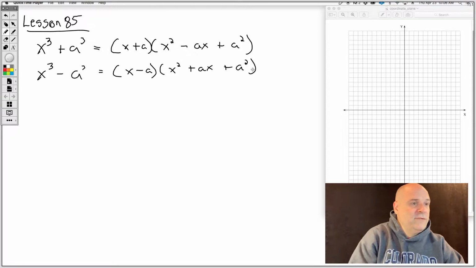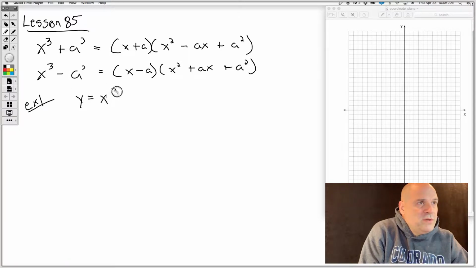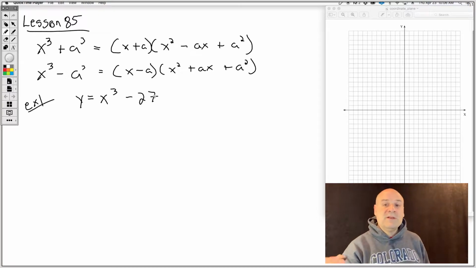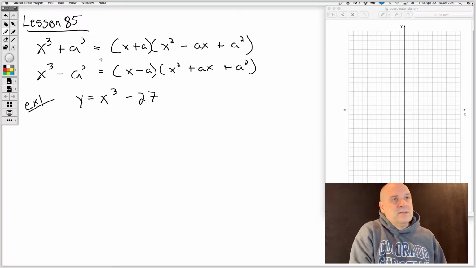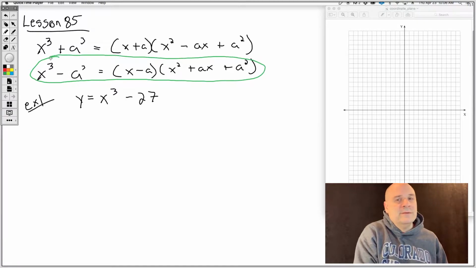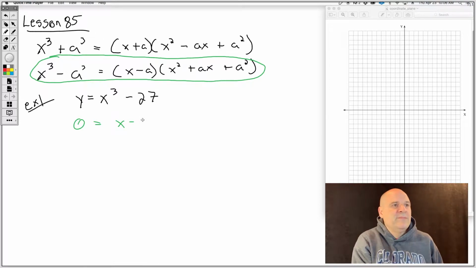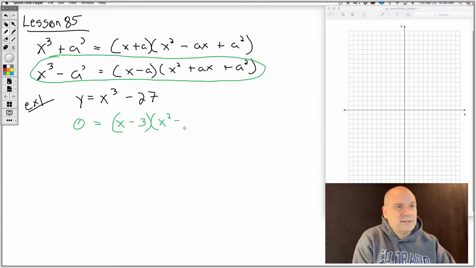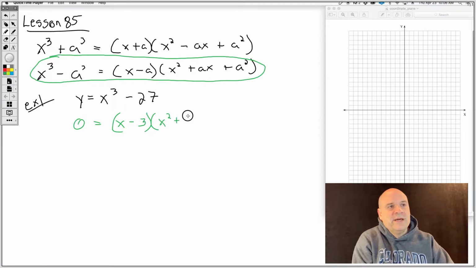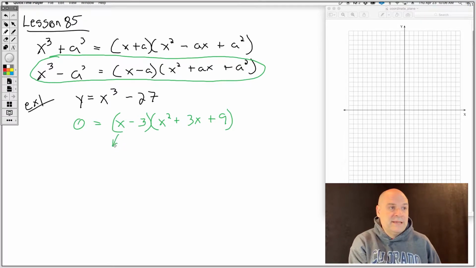So let's find the roots of this first example. y equals x cubed minus 27. We're gonna factor this because it's a difference of cubes, so we can just follow this pattern. We want to find the root, so we set that to 0. This is how we factor it: x minus, well, what's the cube root of 27? 3. And then x squared plus the product, which is 3x, plus the square of this guy, which is 9. So we know one of our roots has to be x equals 3.